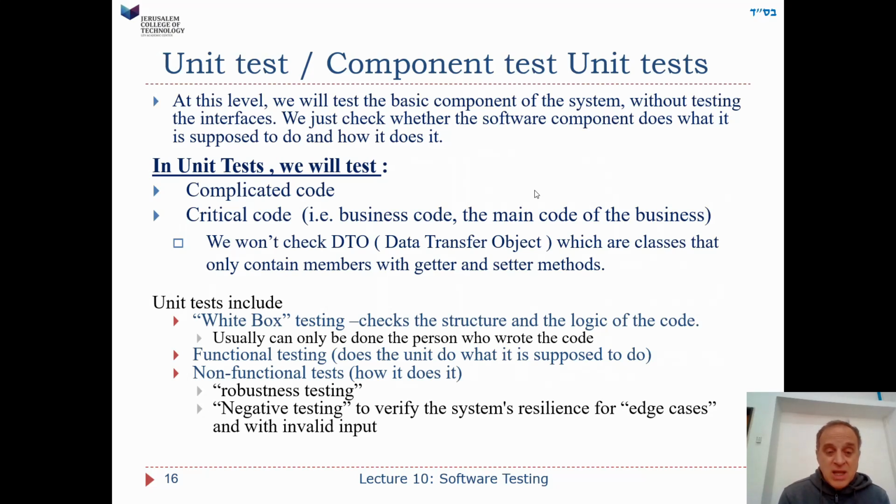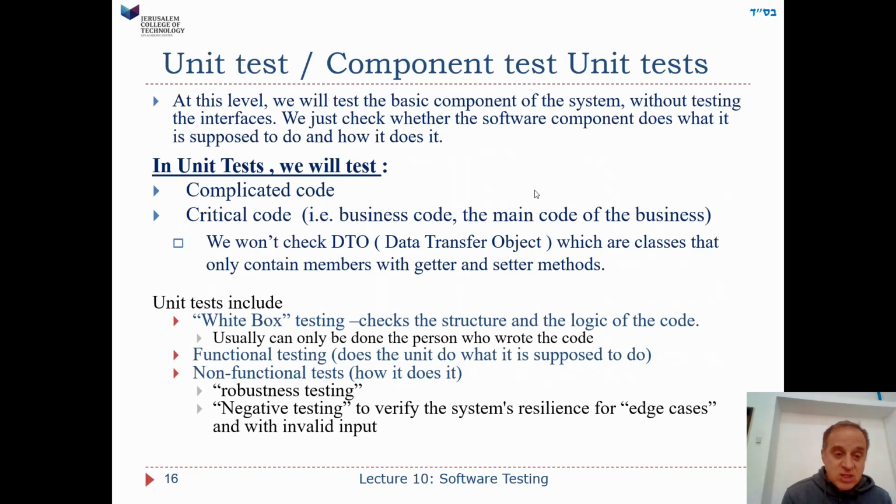You're looking inside the lines of the code and you're seeing, does it make sense? Okay, functional testing. Does the unit do what it's supposed to do? Here we are not necessarily checking how it does it, but just does it do it? Just checking the input and the output, do we get what we were supposed to get? Non-functional tests, how it does it. Does it do it well or not?